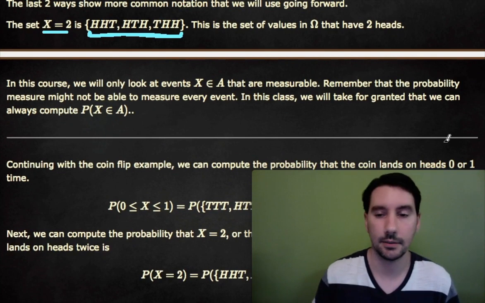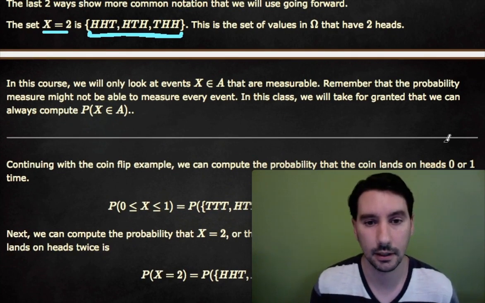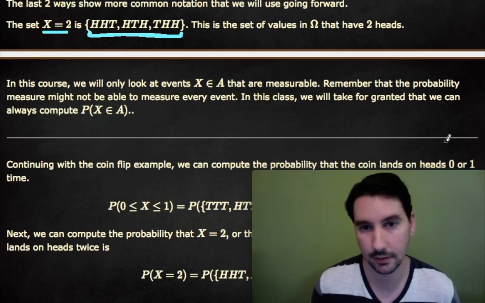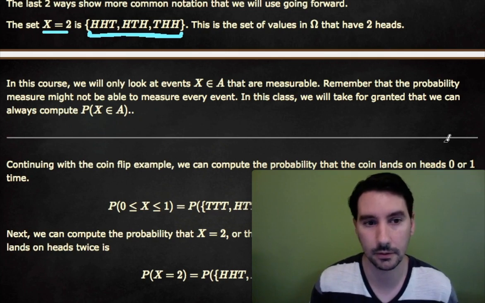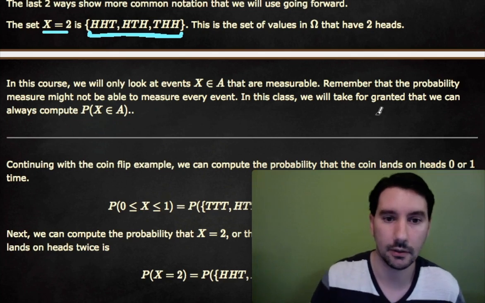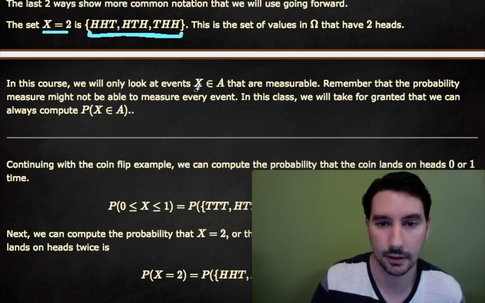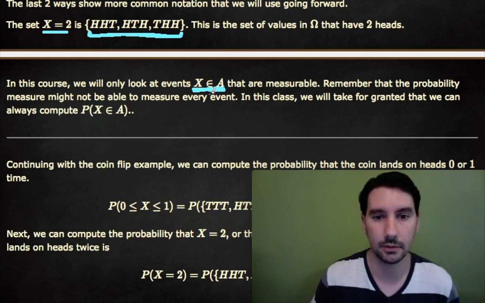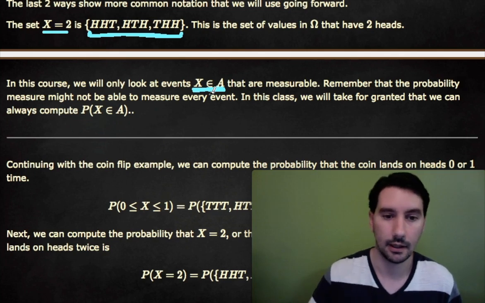So something a little bit more advanced, we could talk about measurable sets. Not all sets are necessarily measurable. Remember that it's not possible to measure the probability of every set. So we could look at only sets A such that X inverse of A is measurable. But this is a little bit more advanced topic, and so we're going to take for granted that we're always looking at measurable sets.